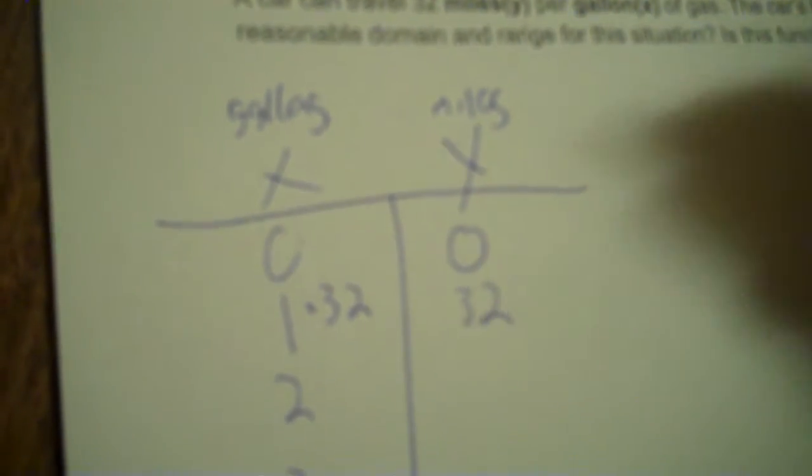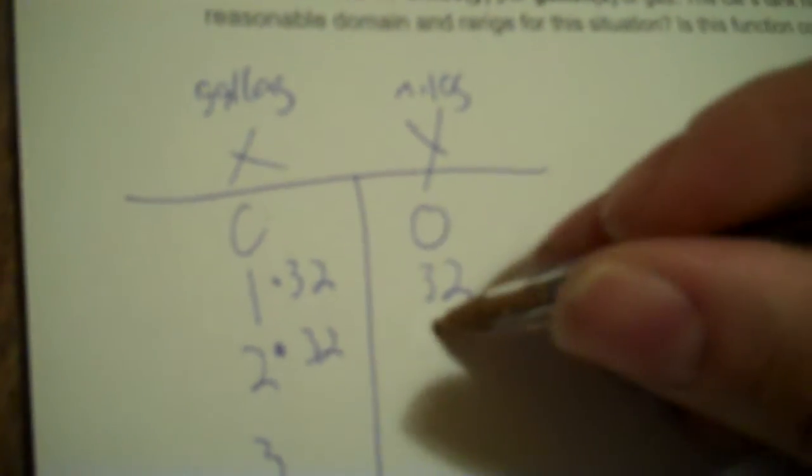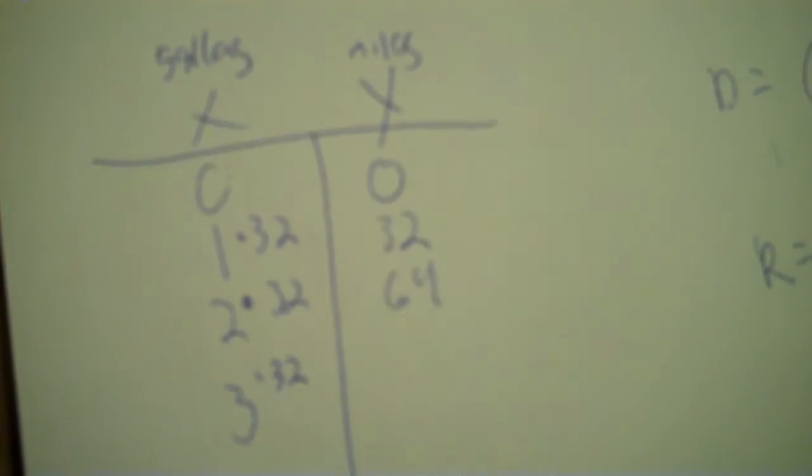Okay, so 0, 1, 2, 3. So if I have 0 gallons of gas in my car, I can't go any miles. If I have 1 gallon of gas, I can go 32 miles, because 1 times 32 is 32. You basically just multiply by the rate of change. 2 gallons, 2 times 32 would be 64. 3 gallons, 3 times 32. If I have 3 gallons of gas, that allows me to travel 96 miles.